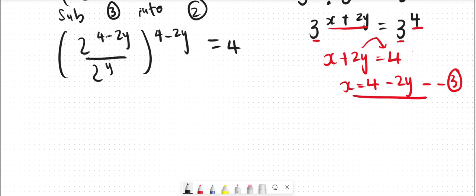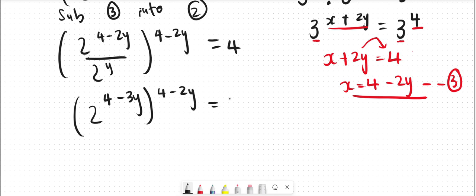I'm going to work with this inside of the bracket first. They're both bases of 2, so I can just subtract the exponents. When I subtract the exponents, I have 4 minus 2y minus the y there. So I'll end up getting 2 to the power of 4 minus 3y, all to the power of 4 minus 2y, is equal to 4. How did I get the 3y? I said 4 minus 2y minus y, and this gives me 4 minus 3y inside of the brackets.